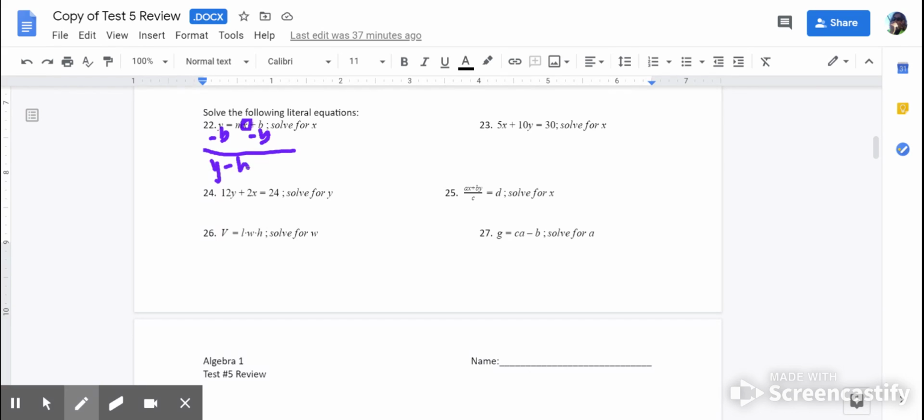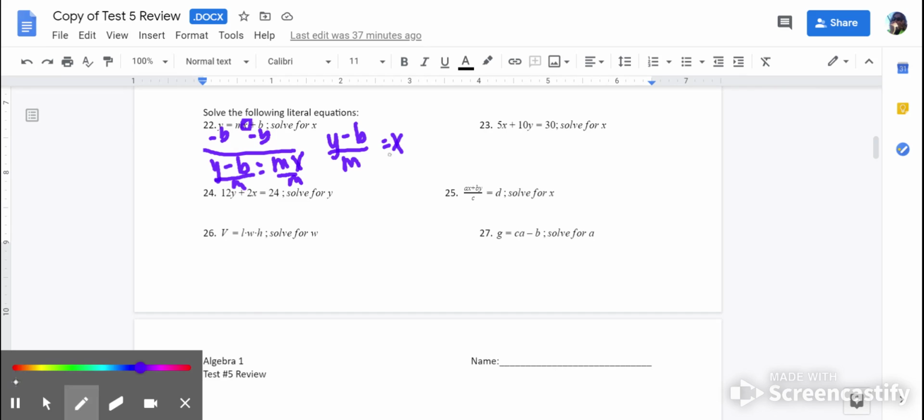So I get y minus b equals mx. Remember, still solving for the x, I'm going to divide each side by m, which gives me y minus b divided by m equals x. Remember, when we're solving literal equations, just because there's a lot of variables, you treat it the same way as if they were all numbers. So if that were a plus 7 instead of plus b, you would subtract 7 from each side. And we want to make sure we do that whether it's a variable or a number.